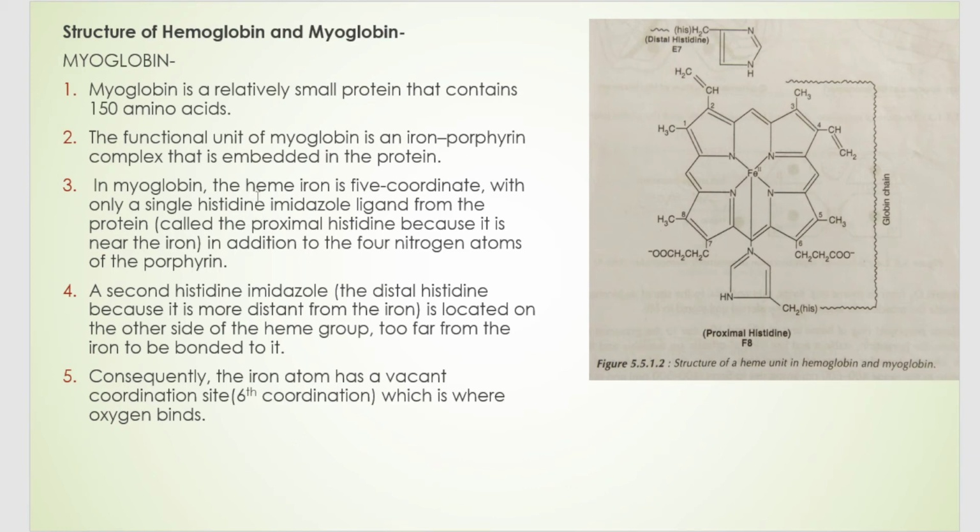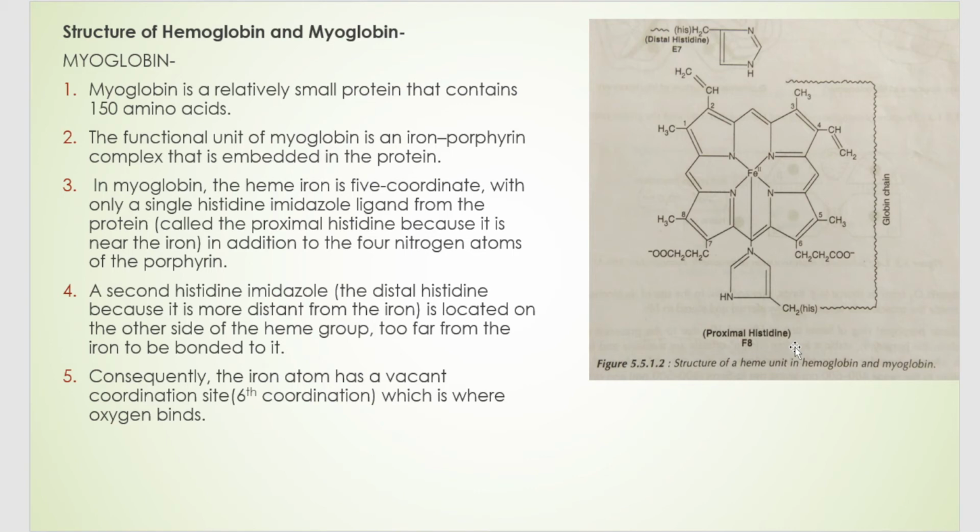In myoglobin, the heme iron is 5 coordinate with only a single histidine imidazole ligand from the protein. That is, this is the heme part of the hemoglobin as well as myoglobin. This is the heme part, and it has the fifth coordination. You can see four coordinations of the iron are satisfied by the four nitrogens from the porphyrin ring, and the fifth coordination is satisfied by the proximal histidine.